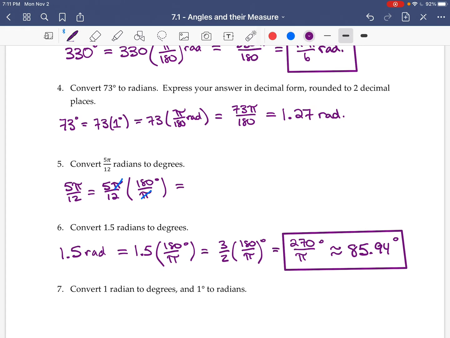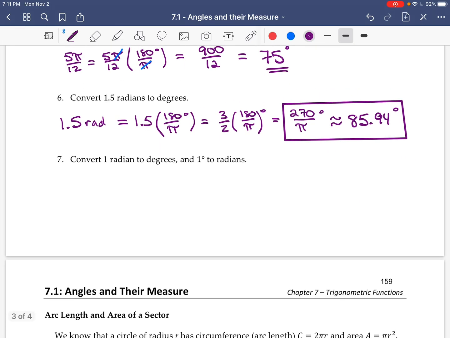So this is going to be, and 12 goes into 180. So it's 5 times 180 is 900 divided by 12 degrees. And 900 divided by 12 is 75 degrees. Okay, so 5 pi by 12 radians is the same as 75 degrees.